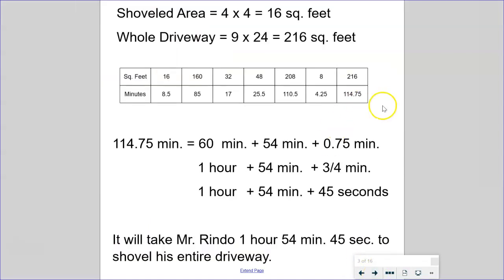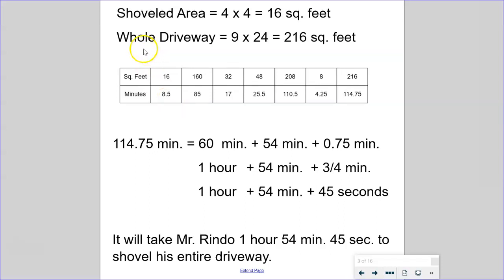All right, here we go. So let's talk about what we know. We know that the shoveled area was actually a square. It was 4 feet long, 4 feet wide, which means the total area of that section was 16 square feet. So it took me 8.5 minutes to shovel 16 square feet, which is exactly what I just put right here on this ratio table. That 16 square feet takes 8 5/10, or 8.5, minutes.